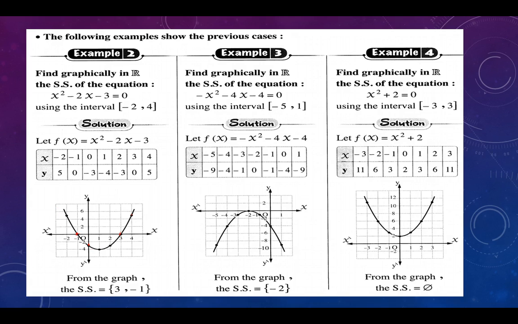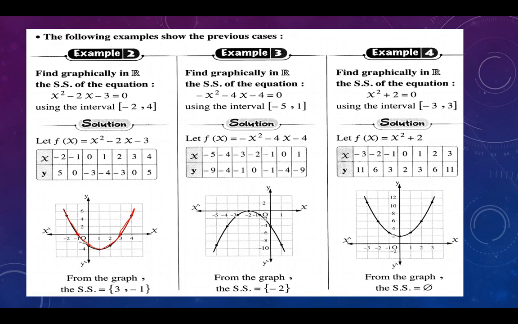So you will draw the curve of the function, as you can see. Here you will find that the points of intersection of the curve with the x-axis are the 2 points, -1 and 0, and 3 and 0. So the solution set will be {3, -1}.